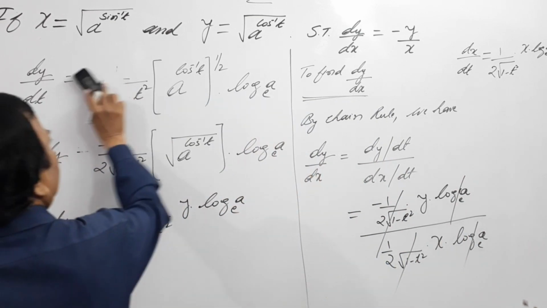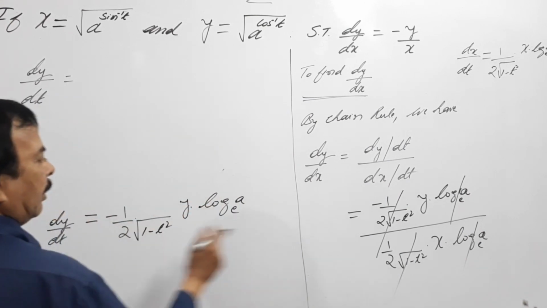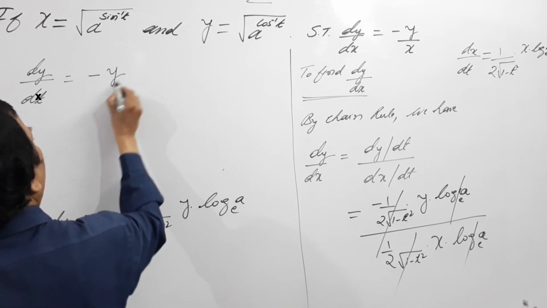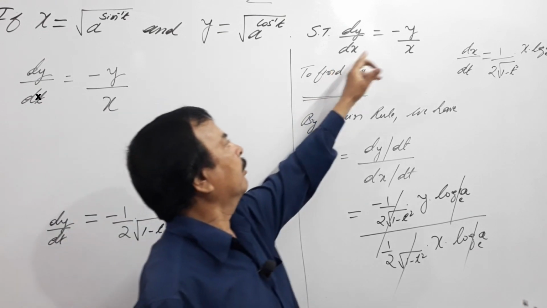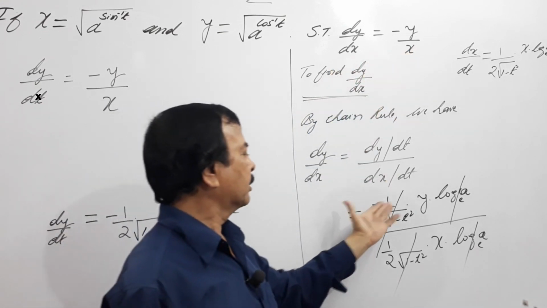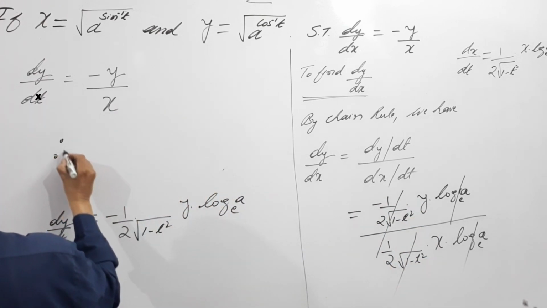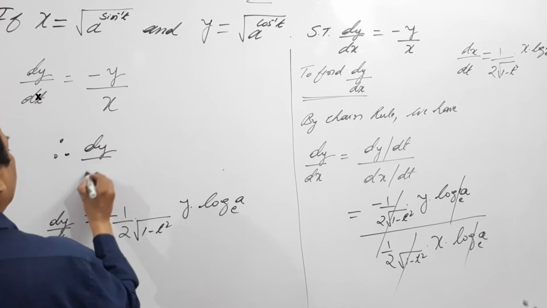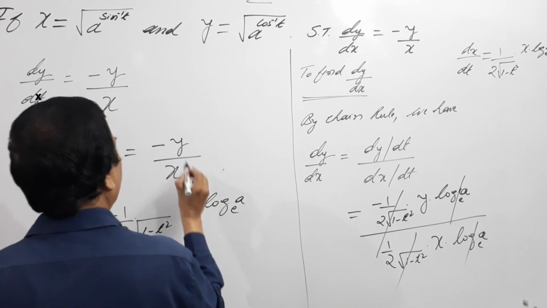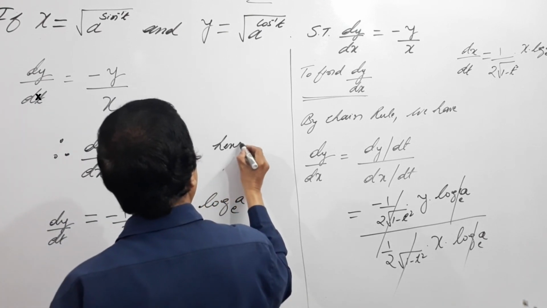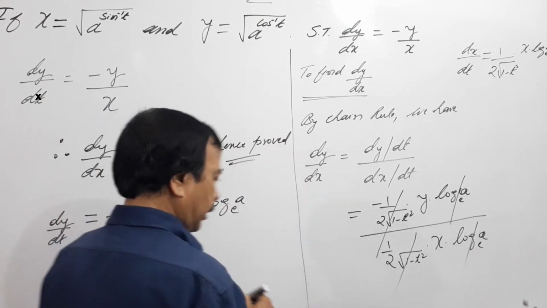So you are left with what? Minus y by x. What do you want? dy by dx is minus y by x. So you got minus y by x, we already got it. So therefore dy by dx equals to minus y by x. Hence proved.